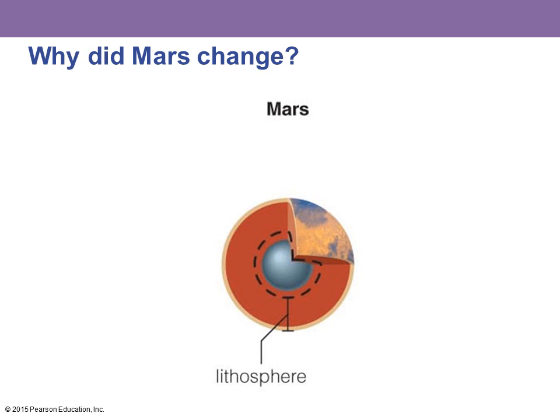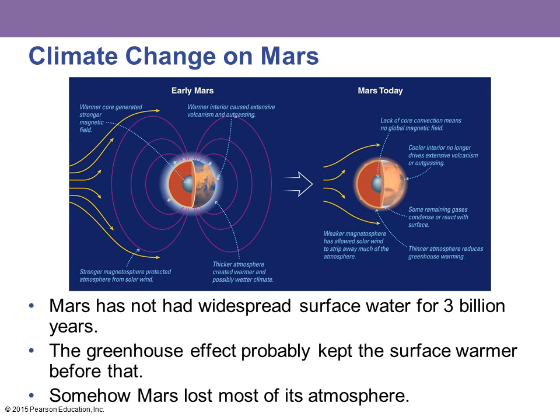So why did Mars change? We see here the internal structure, the core, the mantle, and the crust of Mars. Mars has not had widespread surface water for about 3 billion years. That's at least the latest hypothesis. Scientists think the greenhouse effect probably kept the surface warmer before that. In other words, the amount of carbon dioxide and possibly other gases were much higher 3 billion years ago. And since then, Mars has lost a lot of that atmosphere.